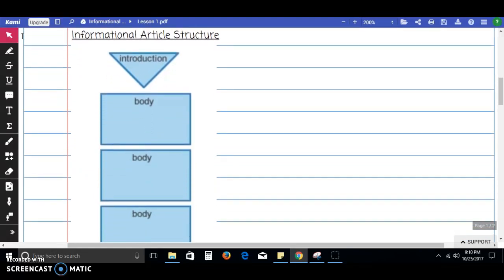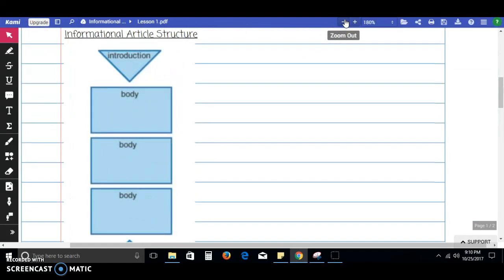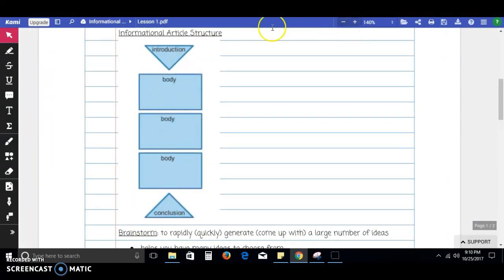I would like you to write down informational article structure, and then I would like you to copy this diagram. It shows the structure of an informational article. So first you have an introduction, and I'd like you to draw this triangle and write introduction. Then you have 3 squares, and each of those represents a body paragraph. And below that, I'd like you to draw another triangle inverted from the one above and write conclusion.